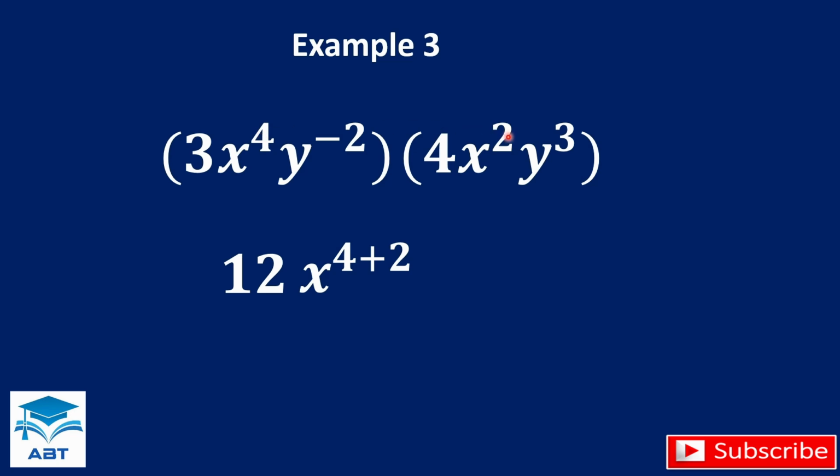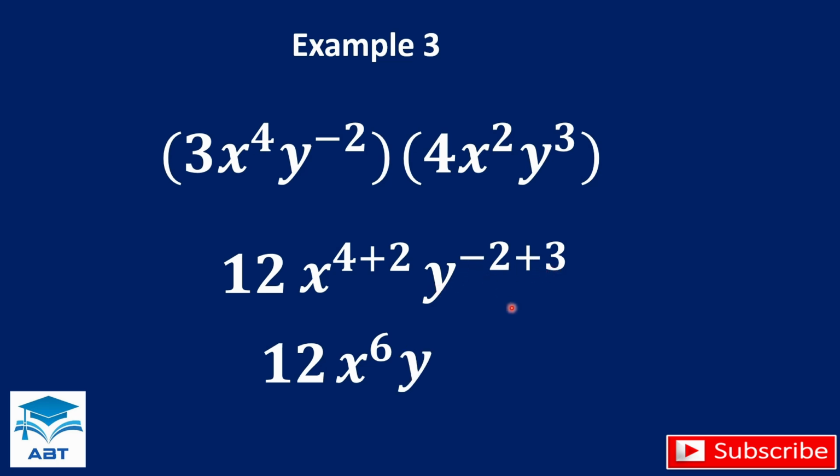Then we move to the next variable, which is y. We have y exponent negative 2 multiplying y exponent 3. The bases are the same, so we maintain y and add the exponents negative 2 plus 3. So we have 12 here, and 4 plus 2 is 6, so we have x exponent 6. Negative 2 plus 3 is 1, so we have y exponent 1, which can be written as y.